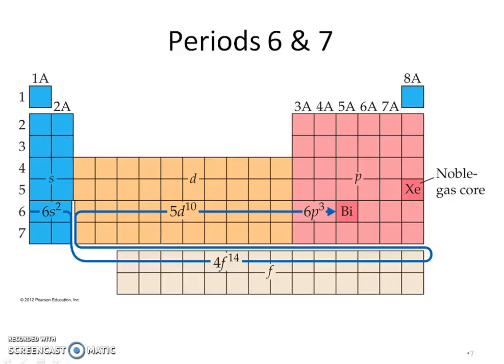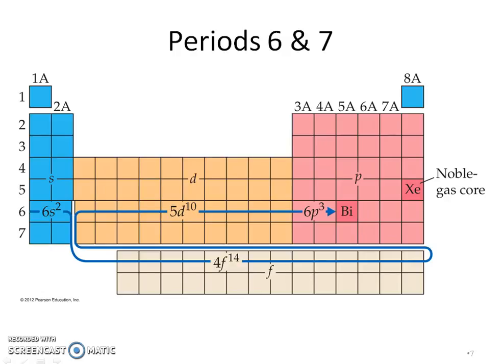So your periods 6 and 7, again, these are a little harder to understand. You want to remember that those F's kind of go in here, right? Those F blocks are in between the 6 and 7, in between groups 2 and 3. So you want to keep that in mind. So again, your core electrons here would be xenon for bismuth, and your bismuth would have all of these valence electrons. Kind of weird, but that's what would happen.